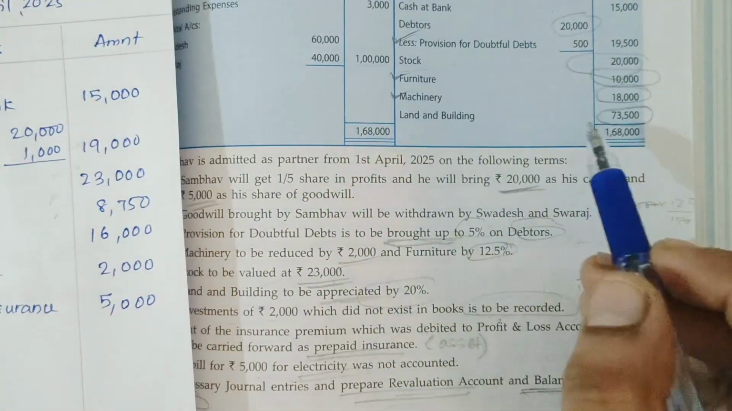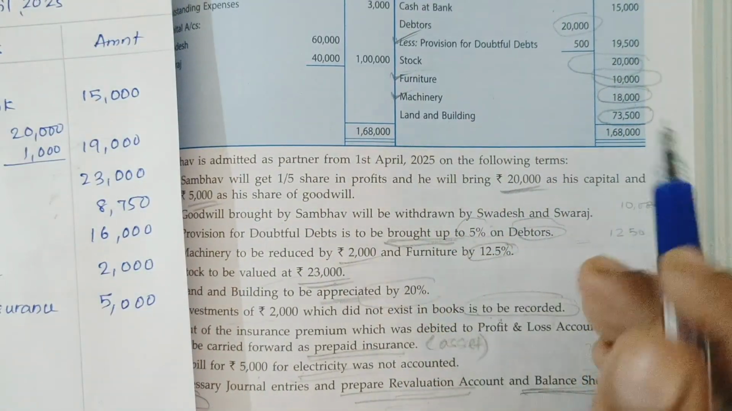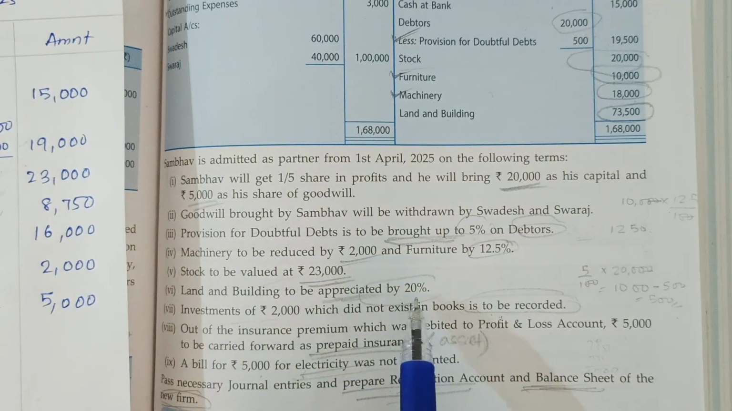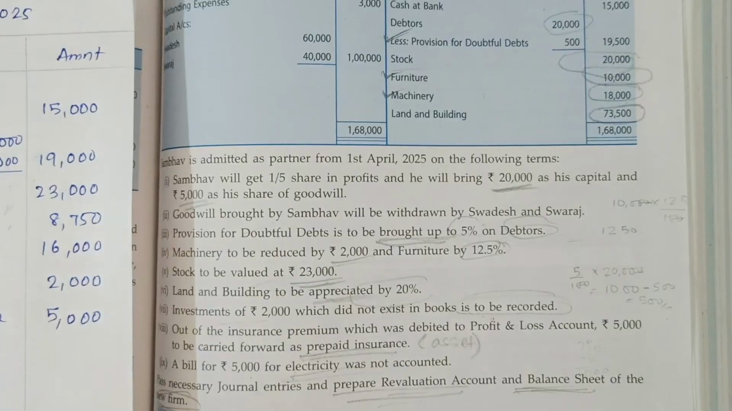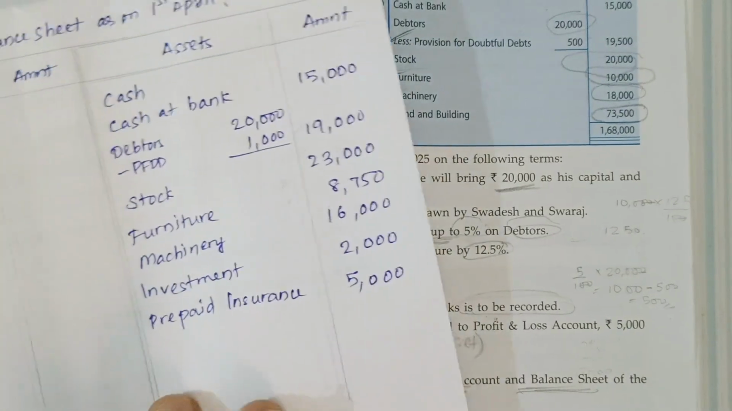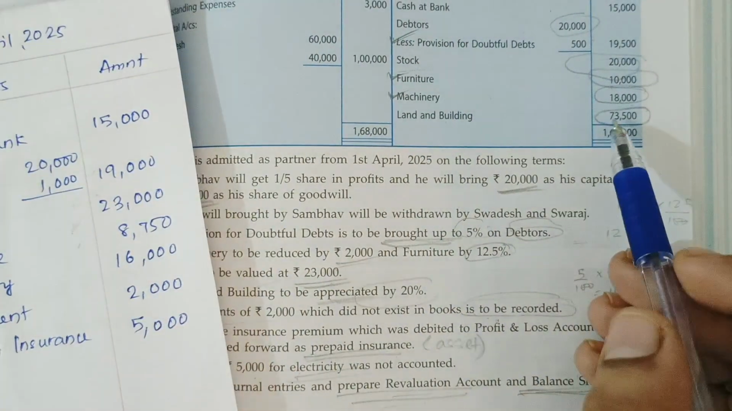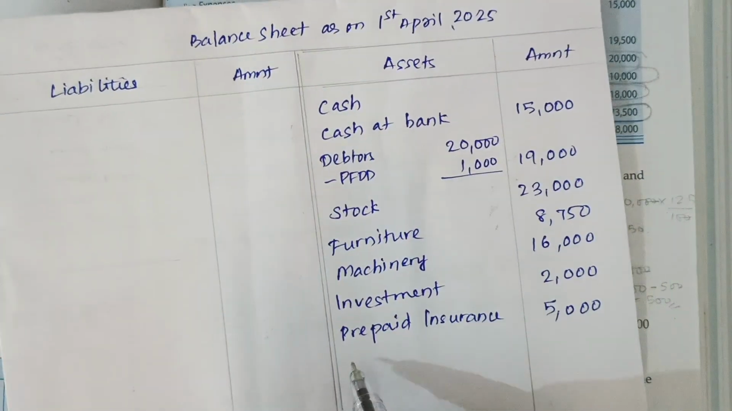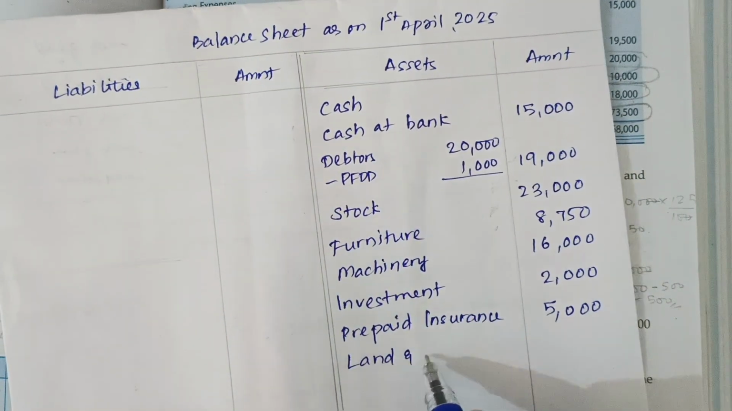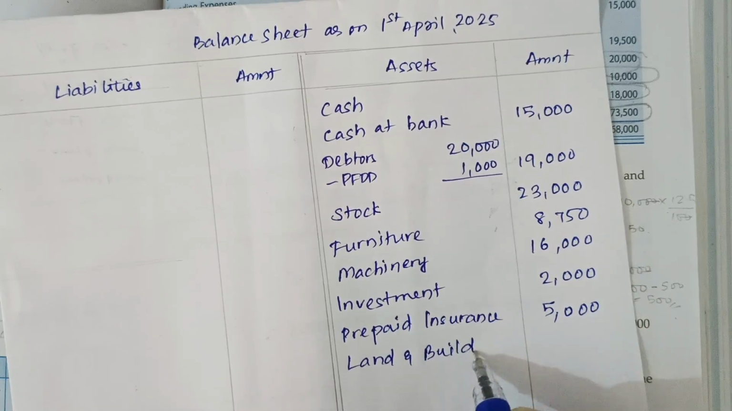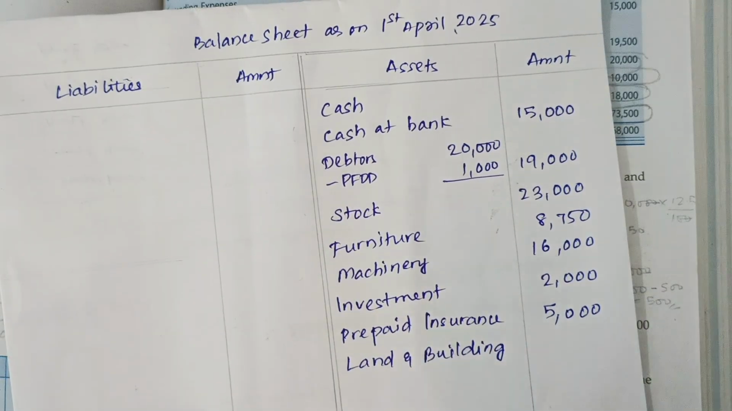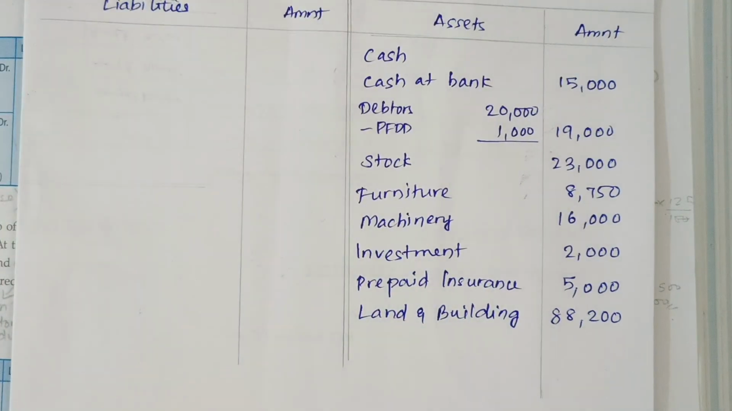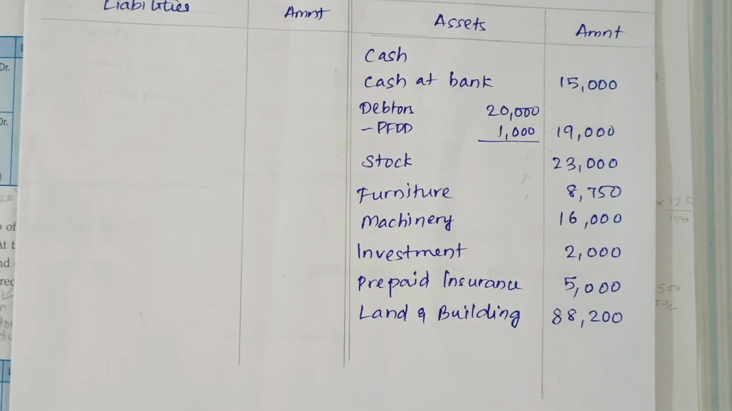And land and building, the amount was 73,500. Land and building has to be appreciated by 20%. So the change in the value was 14,700. So 14,700 plus 73,500. Land and building, and the new value is 88,200. So asset side is done.